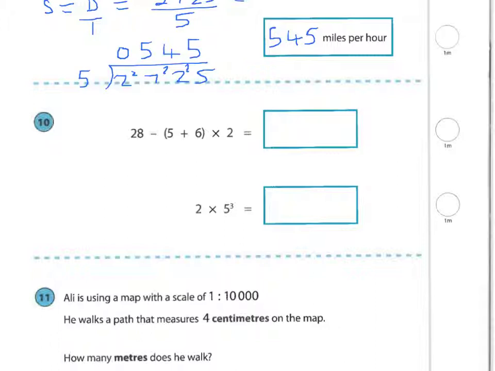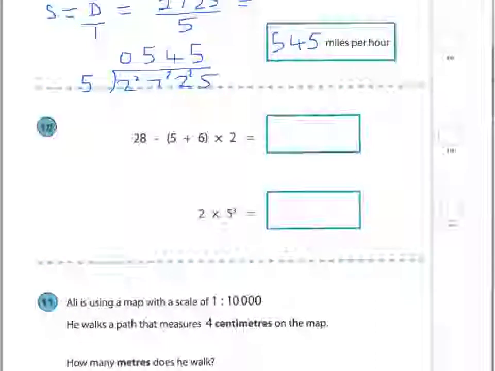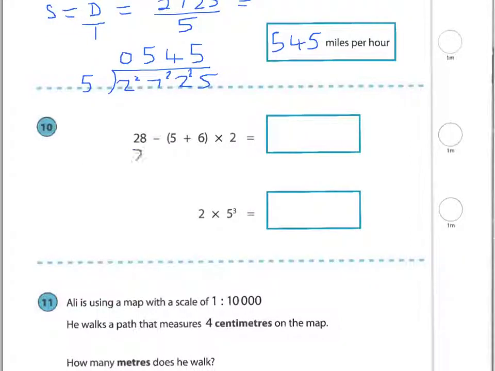Question 10. Well, this is a BIDMAS question. So in the first calculation, we have to do the bracket first. So it is going to be 28 minus 11 times 2. And the next calculation is we do the multiplication. So it becomes 28 minus 22. And finally subtract, and we get an answer of 6.